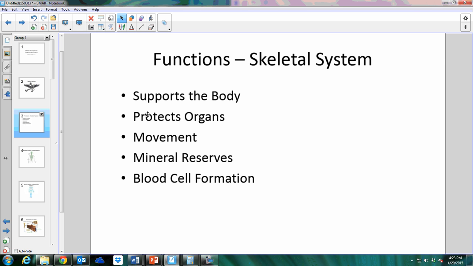Mineral reserves. Your bones are a large storage of calcium, and they serve that function over the course of your life. And then blood cell formation. Your blood cells are created inside your bones, in your bone marrow.